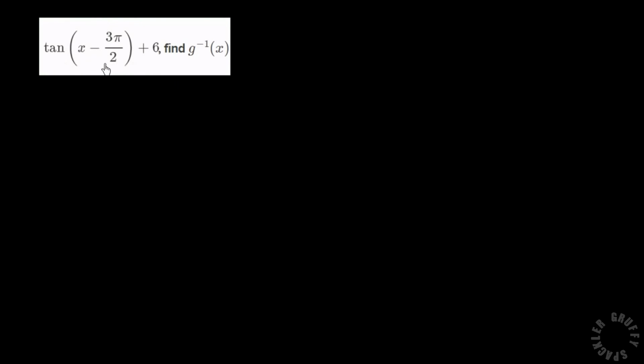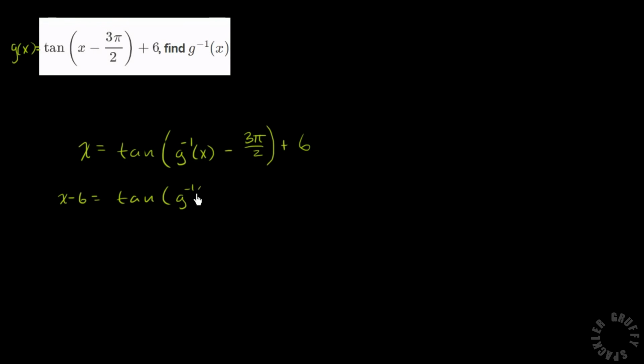This is g of x right over here. g of x is equal to tangent of x minus 3 pi over 2 plus 6. So for g inverse of x, I essentially can swap, I can replace the g of x with x, and the x with g inverse of x. So I could write that x is equal to tangent of g inverse of x minus 3 pi over 2, plus 6. So let's just solve for g inverse of x.